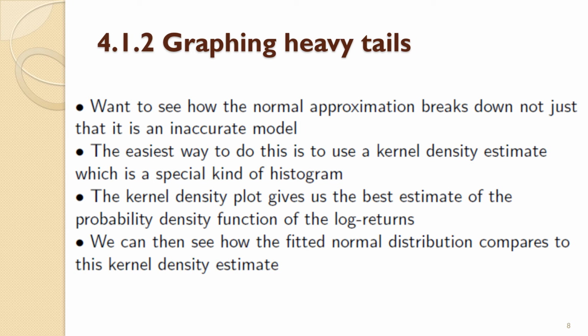So what we're trying to do here in graphing heavy tails is show you how the normal approximation breaks down, not just that the thing isn't very well described by a normal distribution. It turns out the easiest way to do this is to use something called a kernel density estimate, which is a special kind of histogram. Essentially, for this course, the kernel density estimate is just a smooth histogram.